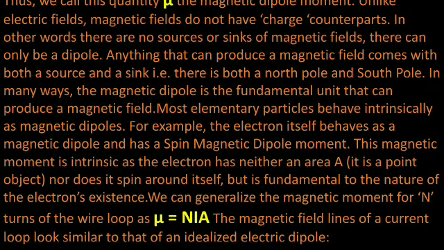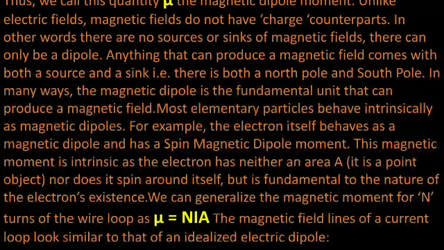Most elementary particles behave intrinsically as magnetic dipoles. For example, the electron itself behaves as a magnetic dipole and has a spin magnetic dipole moment. This magnetic moment is intrinsic, as the electron has neither an area A, that is, it is a point object, nor does it spin around itself, but is fundamental to the nature of the electron's existence.